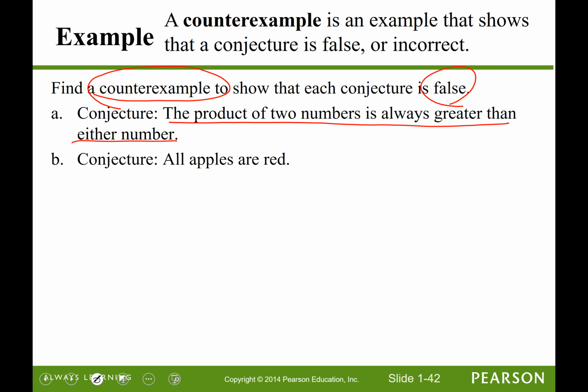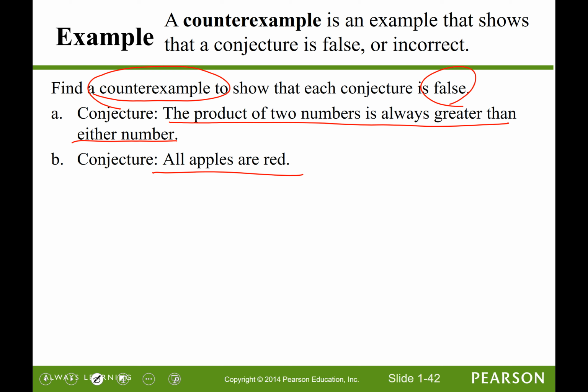A lot of times when we're asked to find a counterexample, we try to go in a general form, we try to explain it, but really it's just one concrete example that proves this false. So use actual numbers, don't use variables, just use constants and show one example of why the product of two numbers is always greater than either number is false. Same thing here. We're asked to provide a counterexample that all apples are red and show an example that that is false. Pause this video if you need to think about that for a moment.